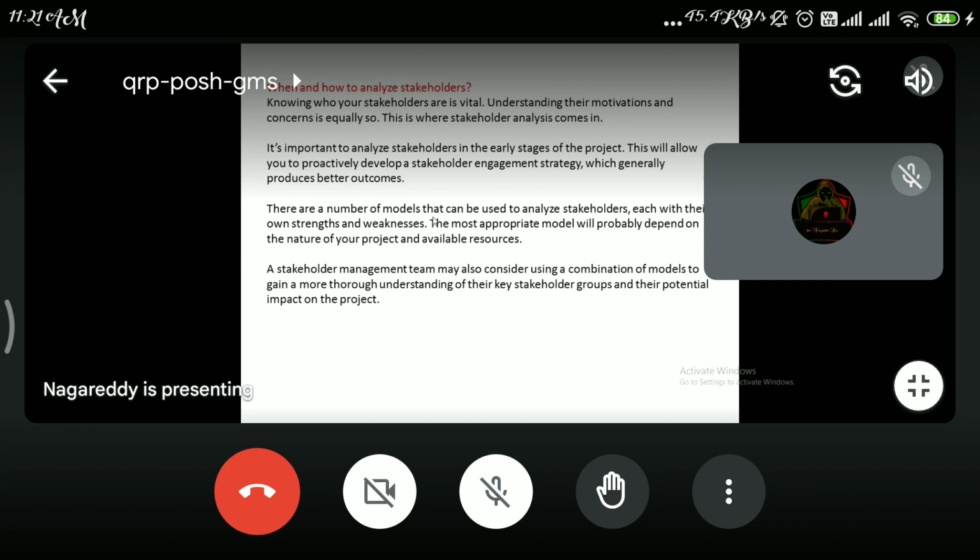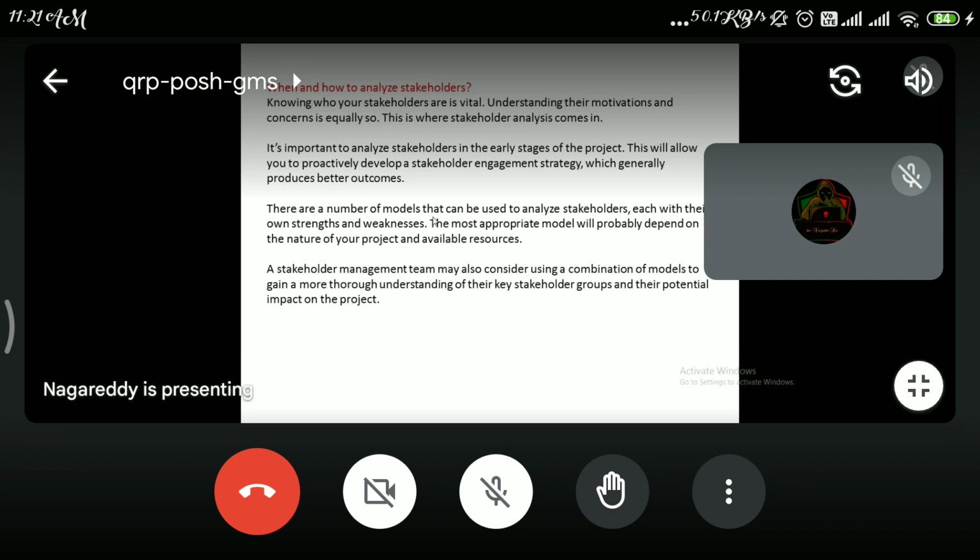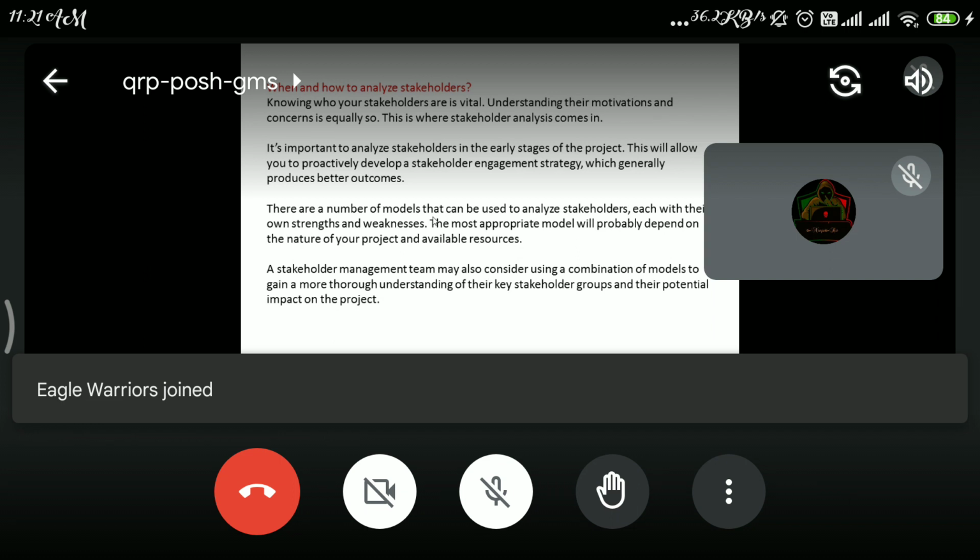To formulate the objectives of a stakeholder, some opportunities should be given. Each stakeholder has to be given equal opportunity. Community involvement should be there. You have to consider the health and safety of stakeholders.